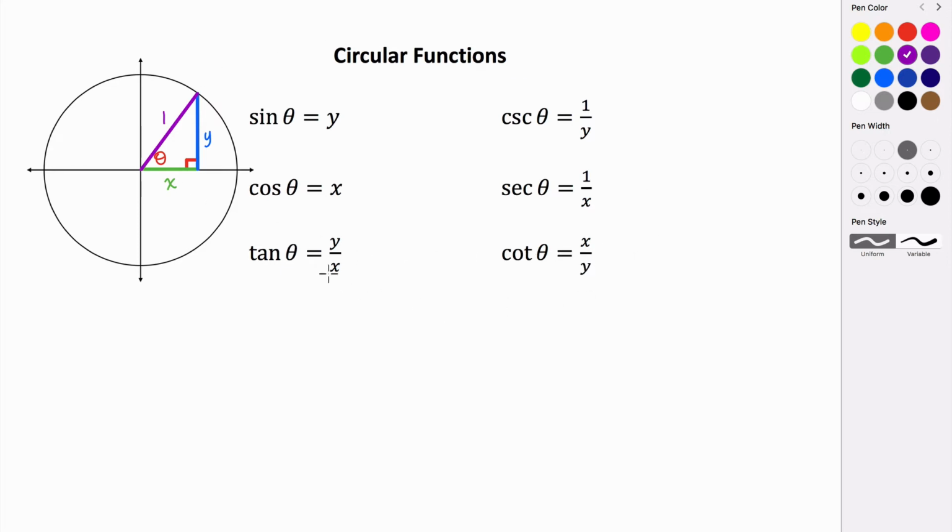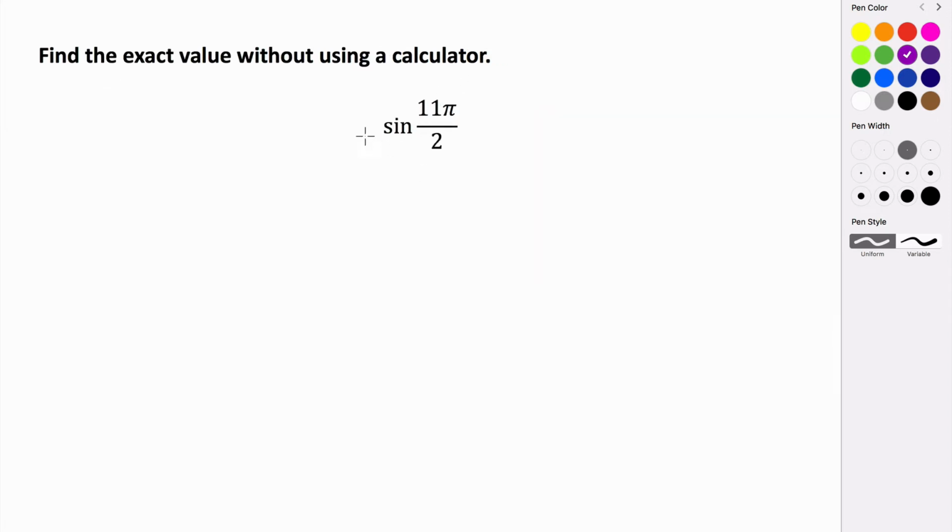So let's use this fact to help us simplify some trigonometric expressions. We want to find the exact value of the sine of 11 pi over 2 without using a calculator. So when we think about this, we have to ask ourselves, where is 11 pi over 2 on the unit circle? And 11 pi over 2 is actually a little too large.